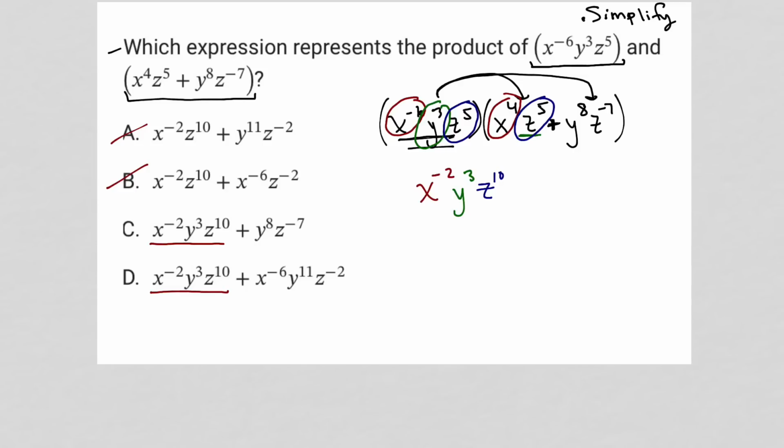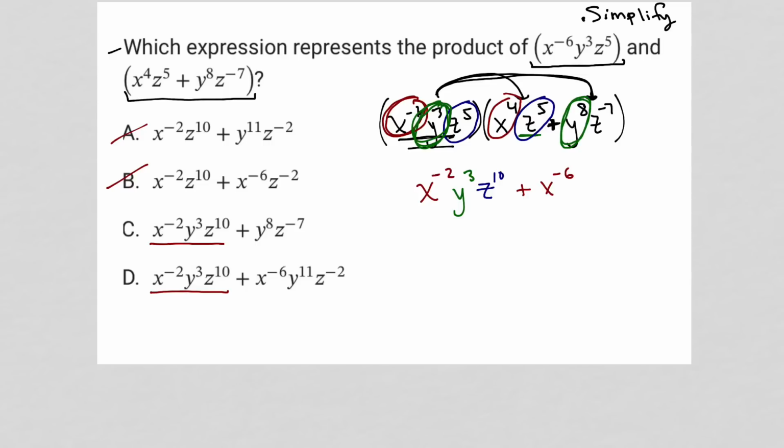Next for me is to take, again, all of that first term multiplied now by the second term over here. So in this case, back to red, I have an x to the negative 6. I do not have an x in my second term, so that's going to remain x to the negative 6. I have that y to the 3rd here. I also have a y to the 8th here.